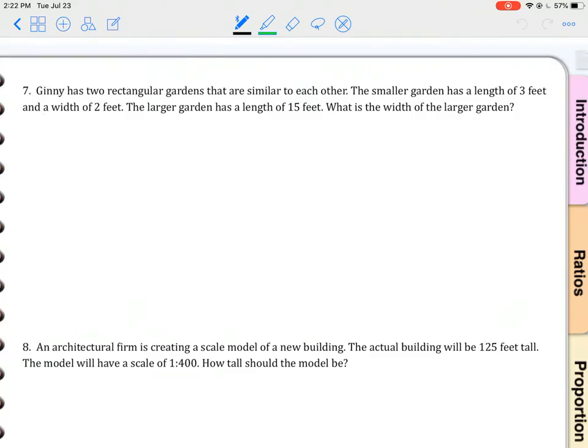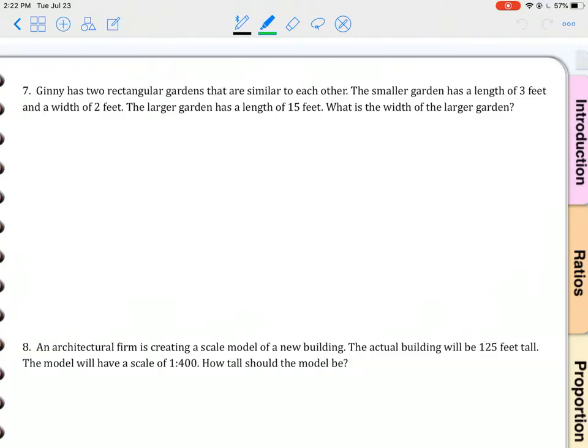Jenny has 2 rectangular gardens that are similar, mama and baby, to each other. The smaller garden has a length of 3 feet and a width of 2 feet. The larger garden has a length of 15 feet. What is the width of the larger garden?